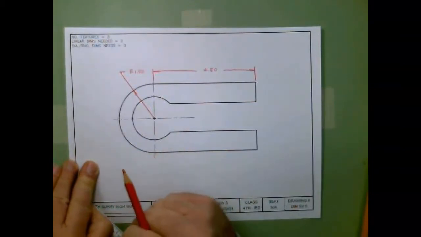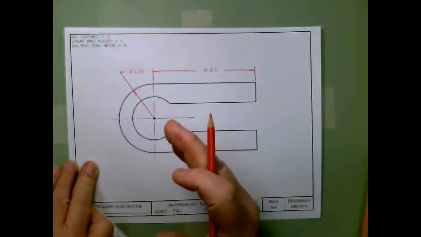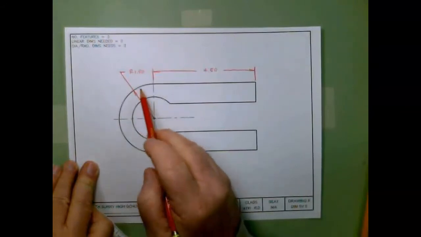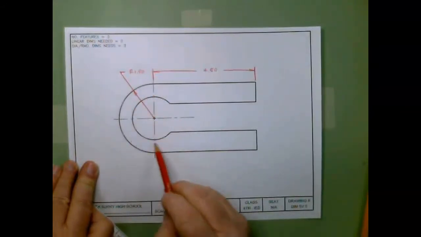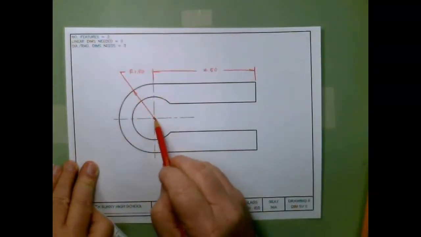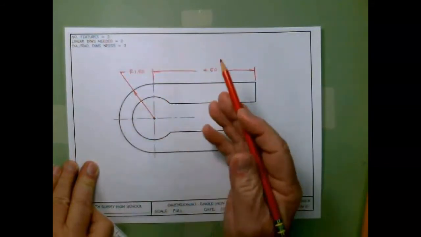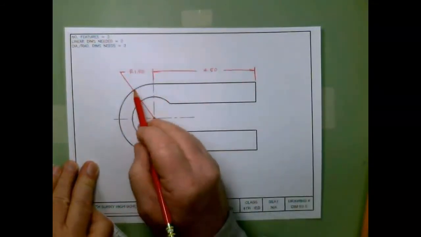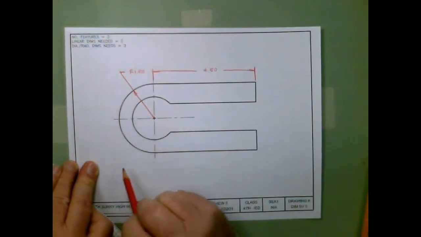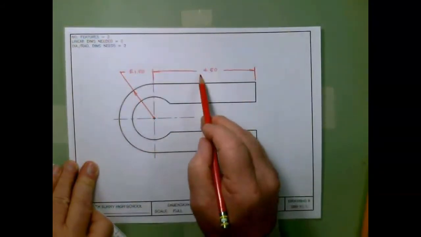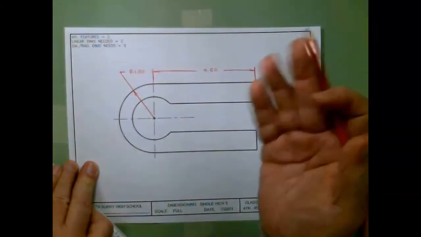Where's it located at? Well, believe it or not, we've kind of located this one twice. Because the radius, it shares a common center point. It's concentric. Remember, concentric means with the same center point. So, that radius tells us it's 1.5 inches in from here. We know it's 4.5 inches in from here because we've given that. So it is already located left to right.